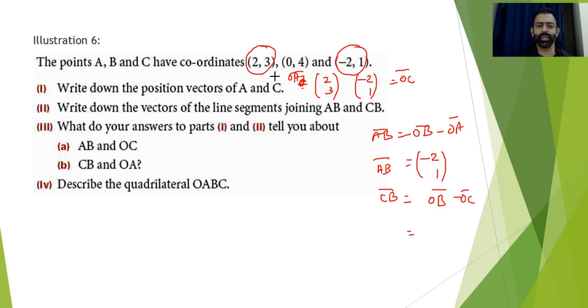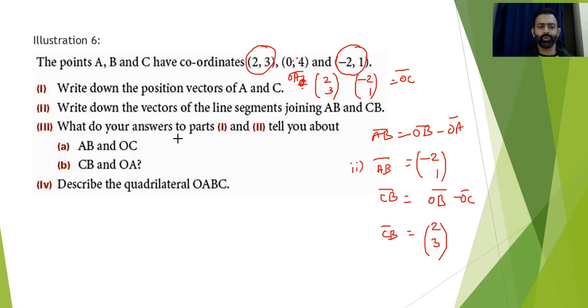And CB is OB minus OC, subtracting the C coordinates from B. So this is B, this is C. 0 minus minus 2 is 2 and 4 minus 1 is 3. Okay, this is your CB. All right, this is your second part.